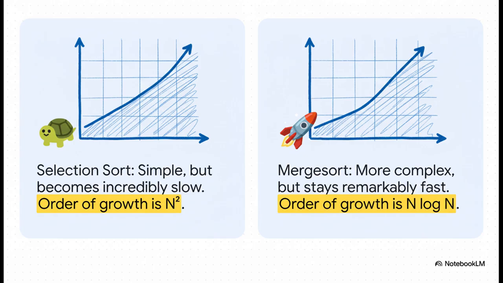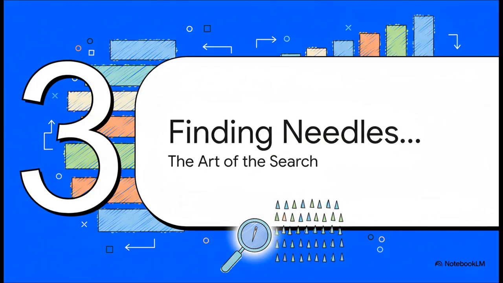The algorithm you choose is everything. So we've brought order to the chaos. Awesome. Now what do we do with our nice, tidy, sorted list? Well, a whole new universe of possibilities opens up, and it starts with being able to find things ridiculously fast.